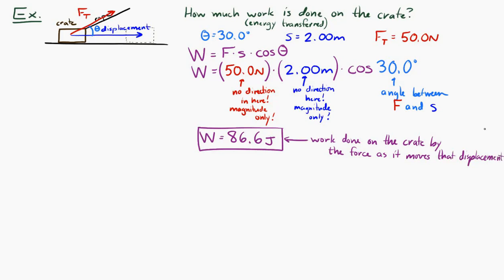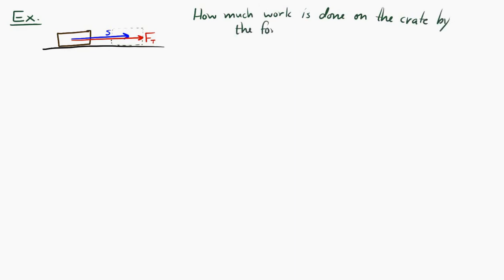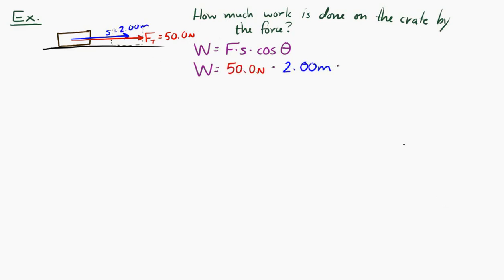Okay. Let's look at a different example. Let's say that you apply the same 50 newtons to the box as it moves 2 meters, just like it did before, but now the force is applied in this direction. The force is being applied parallel to the displacement. So let's see what changes here. Well, work is equal to Fs cosine theta. The force being applied is 50 newtons. The displacement is 2 meters. Again, take away all information about the direction.